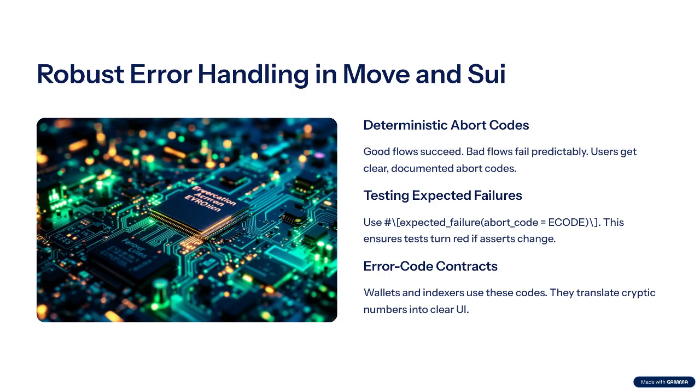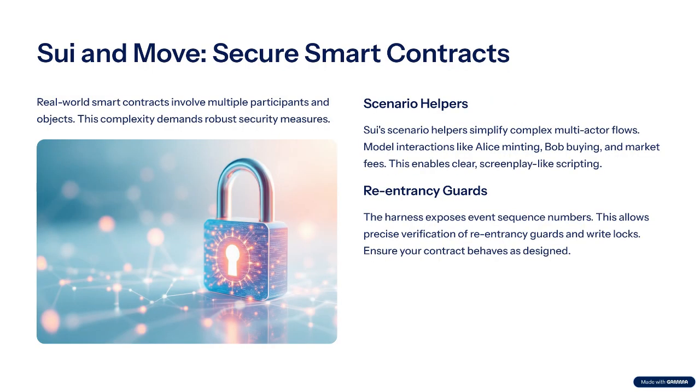Error code contracts are how wallets and indexers translate cryptic numbers into clear UI copy, so don't treat them as throwaways. Real contracts juggle many actors: a marketplace listing, a buy order, a fee skim. Each involves at least two wallets and several objects. Scenario helpers let you write those flows like a screenplay. Alice mints, Bob buys, market takes fee.